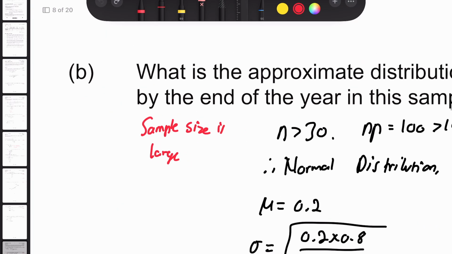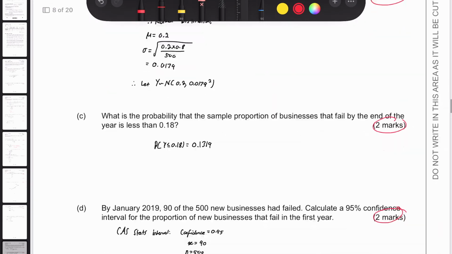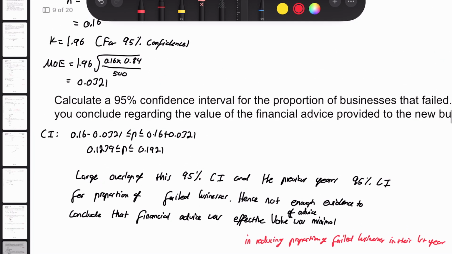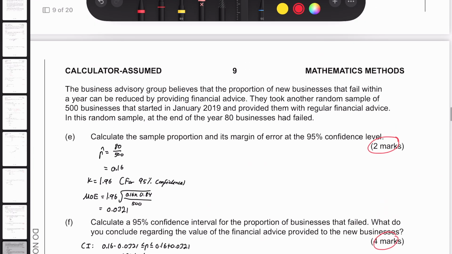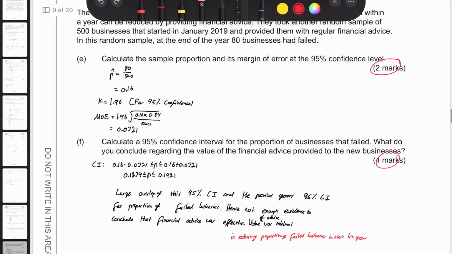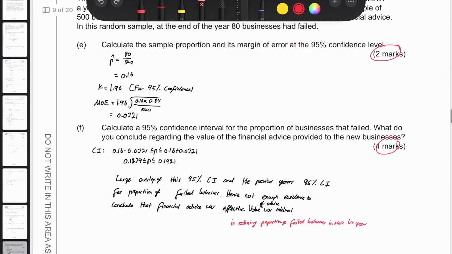Oh yeah, you could have just said sample size is large rather than n is greater than 30. That's another thing I have to think about. Sample size is large. Yes, correct. Not enough evidence to conclude that financial advice was effective in reducing the proportion of failed businesses in the first year, which I mean, I don't know, it kind of explains provided in financial advice. So yeah, I give myself the mark for that anyway.